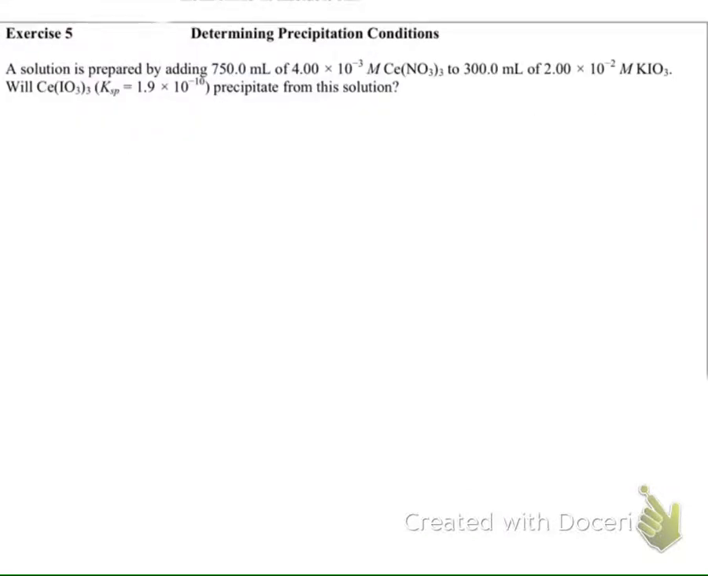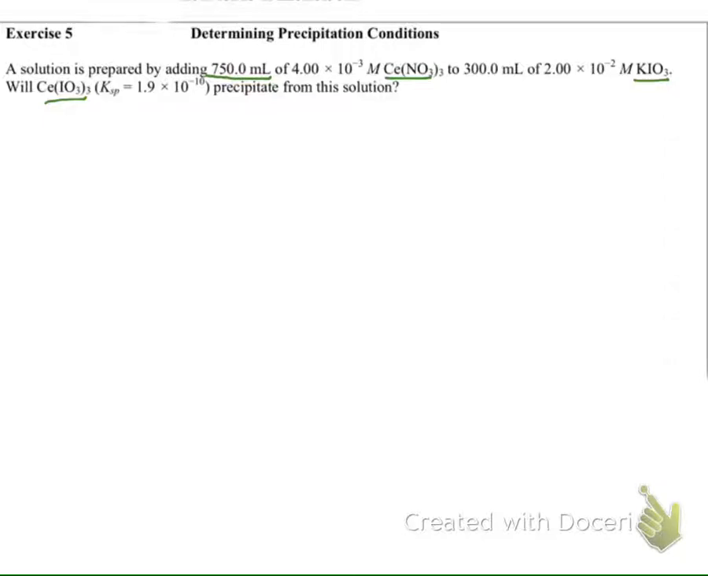So what we have here is a solution that's prepared by adding 750 milliliters of this cerium-3 nitrate, and we are adding it to 300 milliliters of potassium iodate. We want to know if this cerium-3 iodate will form a solid. And so the first thing that we need to do here is write a general equation for this.